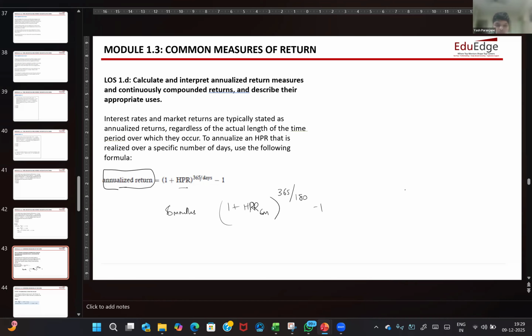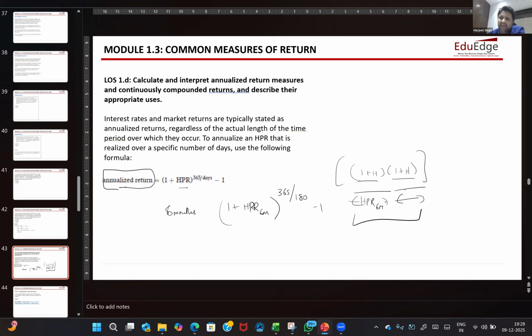The concept is simple. In 180 days, or six months, you earn this. How much will you earn in another six months? You earn the same. So how much will you earn in 1 year? Compounded: 1 plus this into 1 plus this. It's a square only here. And then minus 1. So that will give you the annualized return, because your bucket is 6 months. So this is how we annualize.